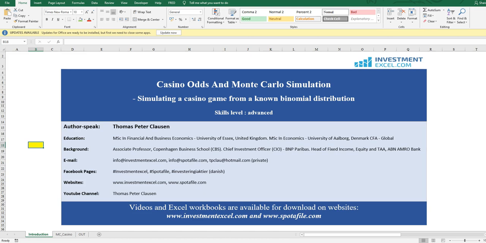We will show how the casino game works with a simulation given a binomial distribution and also a normal distribution.